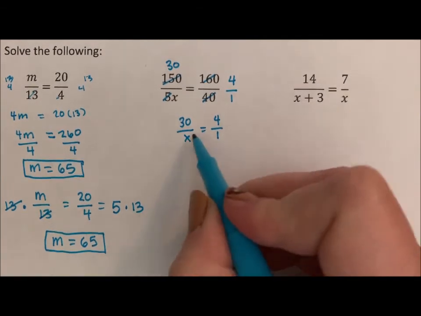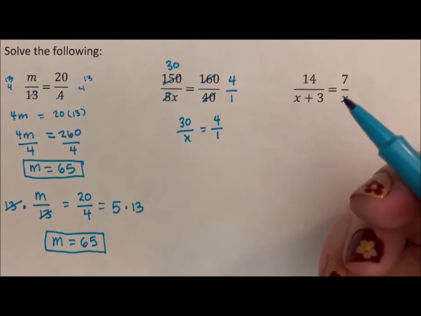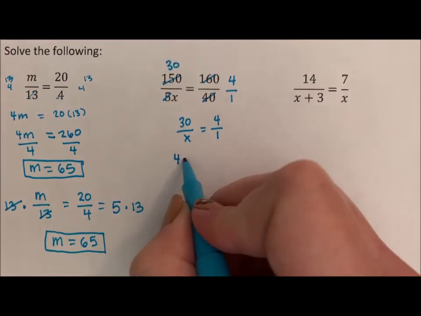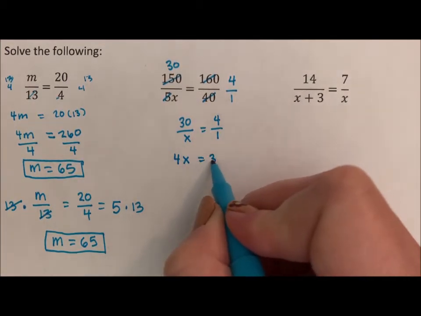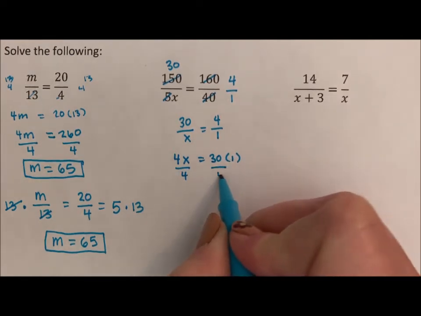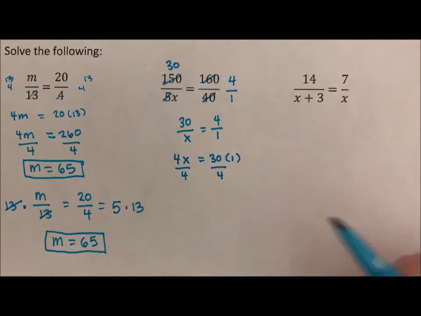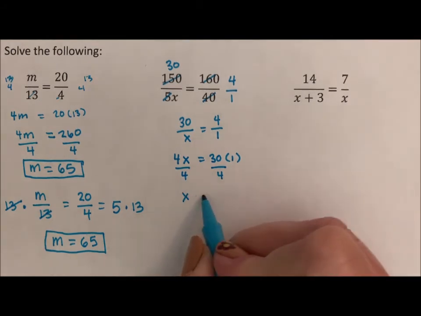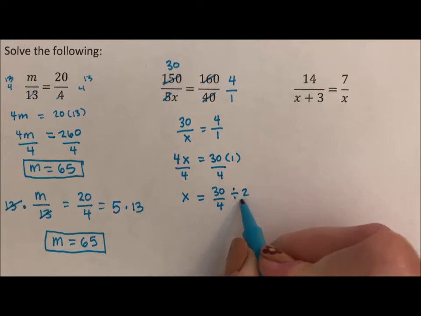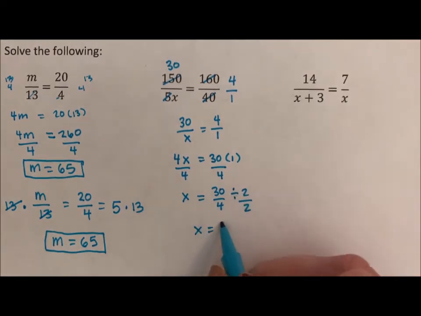Now I need to get the x out of the denominator. So at this point, I'm going to cross multiply. I'm going to say 4 times x equals 30 times 1. I'm going to divide both sides by 4 because 30 times 1 is 30. So x equals 30 over 4. I'm going to reduce and get that x is equal to 15 halves.